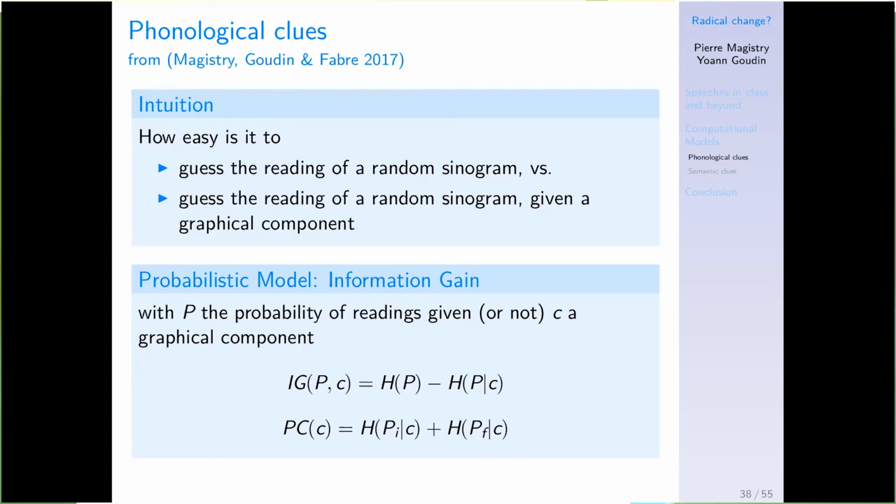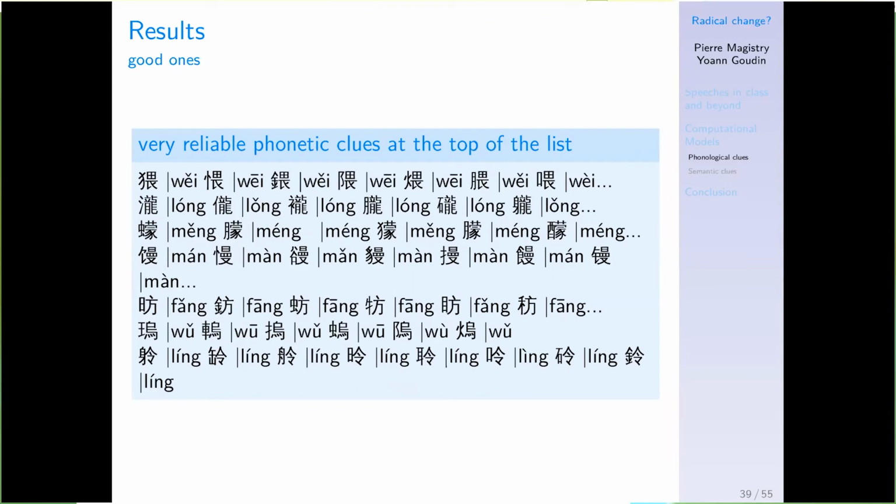And if I tell you that, okay, you have to guess a reading, knowing that the sinogram contains this or this component, then we can measure the change of probabilistic distribution, and it's called information gain. And we rely on this to order all the components and to see which characters are constructed with those components.